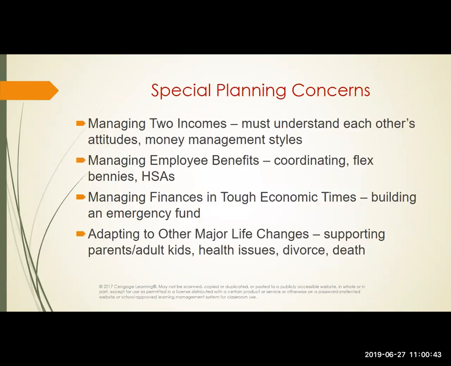And then this is just identifying some special planning concerns that might impact your financial goals. So managing two incomes, if you have a partner that you share household expenses and income streams with, most of us bring different attitudes and styles to the table, tolerance for risk. So you've kind of got to learn how to respect and work with each other's attitudes and set goals that merge those attitudes. It's a really key aspect of financial planning.